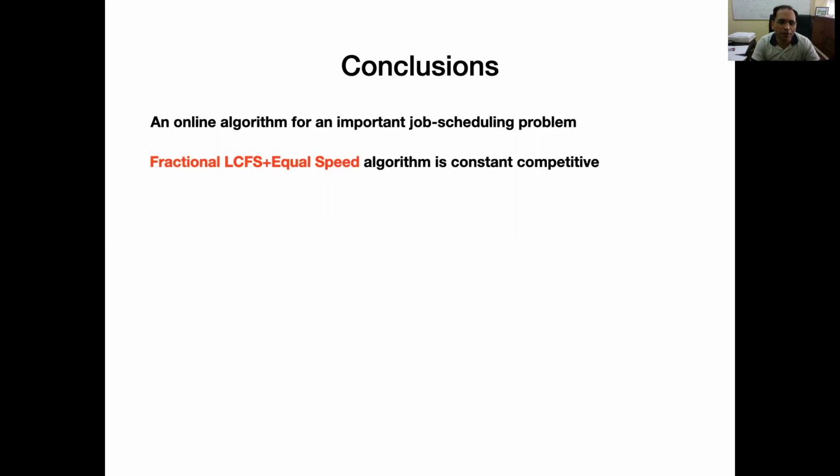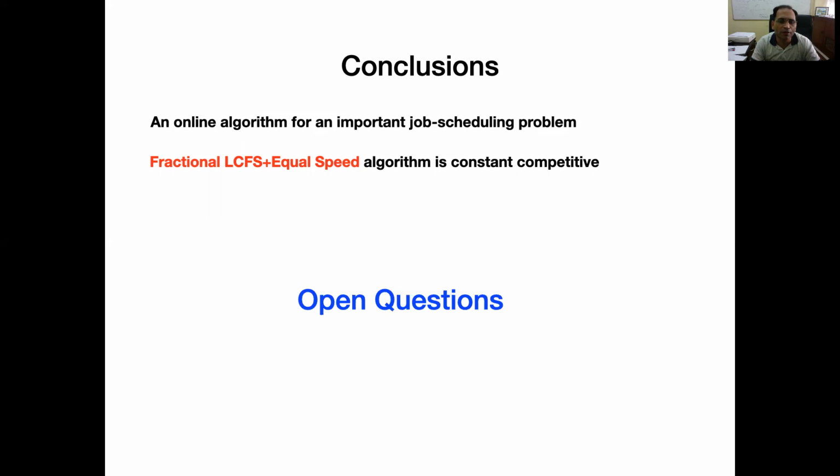We've been able to show that a very simple algorithm which uses an LCFS philosophy for scheduling, while assigning equal speed to all the scheduled jobs, is constant competitive. Another advantage is that we don't have to know the job sizes or remaining job sizes, which could be very helpful given that in modern settings we are pipelining.